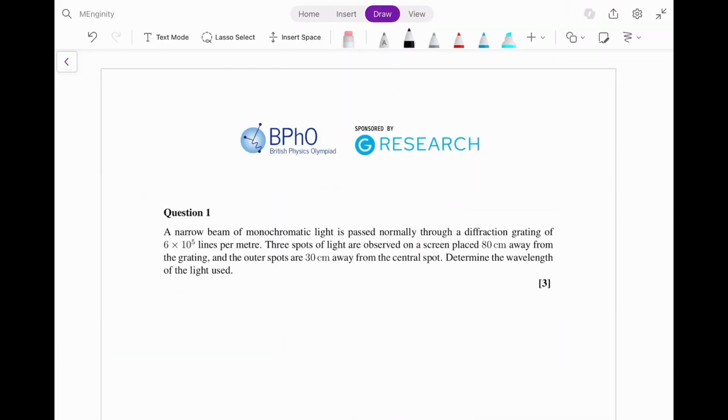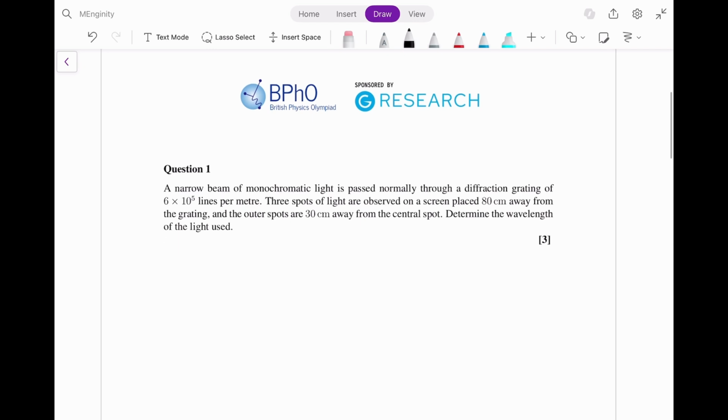In this video, we want to look at two questions on the topic of diffraction and interference. So let's look at question one. It says, a narrow beam of monochromatic light is passed normally through a diffraction grating of 6 times 10 to the power of 5 lines per meter. 3 spots of light are observed on the screen placed 80 centimeters away from the grating. So that's the distance between the diffraction grating and the screen. And then the outer spots are 30 centimeters away from the central spot. Okay, and then determine the wavelength of light used.